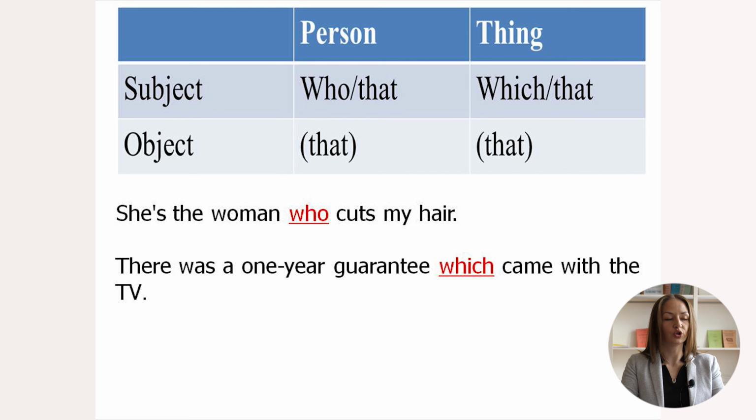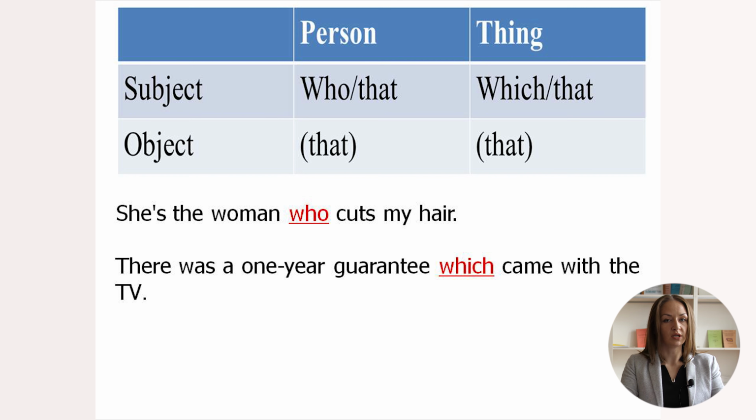Let's analyze the following examples. She is the woman who cuts my hair. Right, we are using the relative pronoun who because we are speaking about and introducing a woman, which is a person. The next sentence: there was a 1-year guarantee which came with the TV. Why do we use here the relative pronoun which? Right, because we introduce some details about the 1-year guarantee, which is a thing.